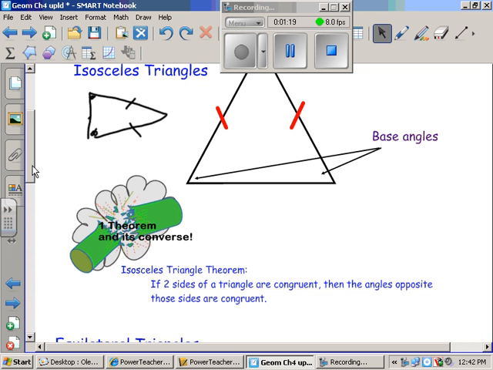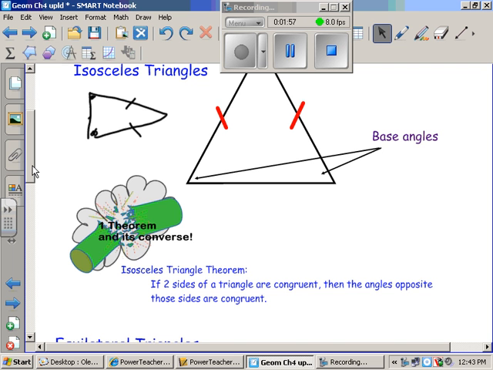The isosceles triangle theorem says that if you have a triangle with two equal sides, which makes it isosceles, right? The angles opposite those sides are congruent. Okay? Those angles, which we now know are called base angles, are congruent. And the converse is also true. If these two angles are congruent, then you can say the sides are congruent.